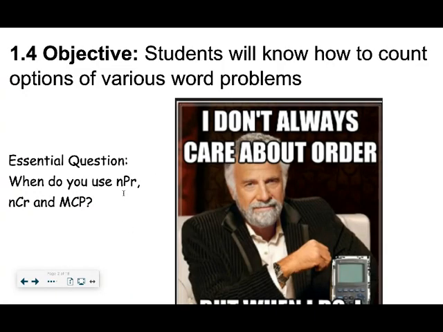Hello class and welcome to today's lesson on 1.4. It's going to be a little bit of a review from some of our days before here. Students will know how to count options of various word problems. Our central question is, when do you use nPr, nCr, and the multiplication counting principle?